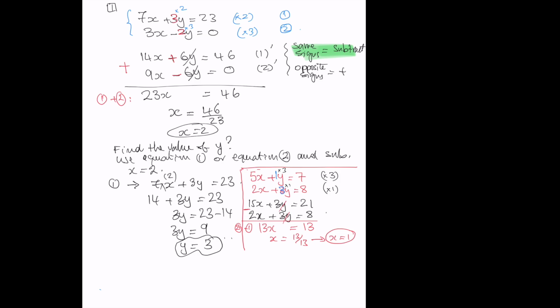And to find y, we need to use equation 1 or 2. Let's use equation 1 again. It's simpler. So from equation 1 we have 5x plus y equal to 7, but x equal to 1, so 5 times 1 is 5 plus y equal to 7, and then we will have y equals 7 minus 5, or y equal to 2.